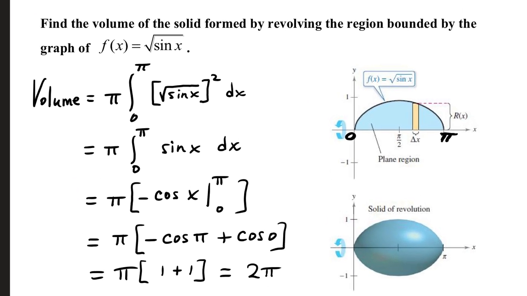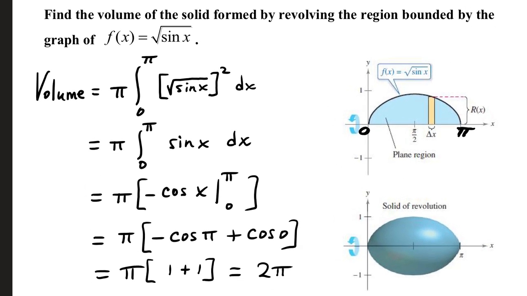Let's look at our first example. Find the volume of the solid formed by revolving the region bounded by the graph of f of x equals square root of sine x. To the right, we have the two-dimensional graph where we have a representative rectangle. This graph in black is the graph of square root sine of x. Between 0 and pi is where we're investigating.